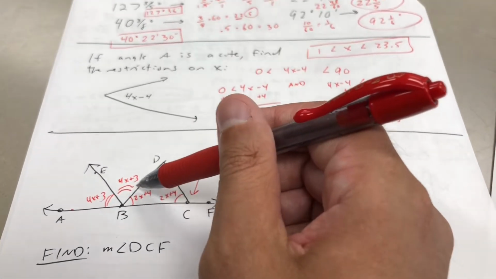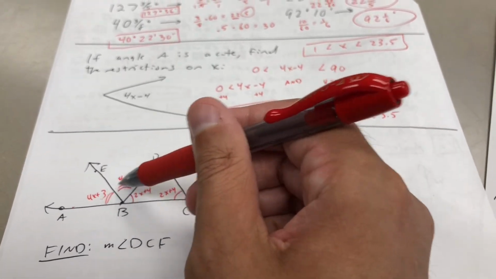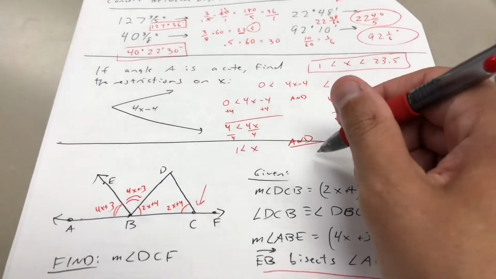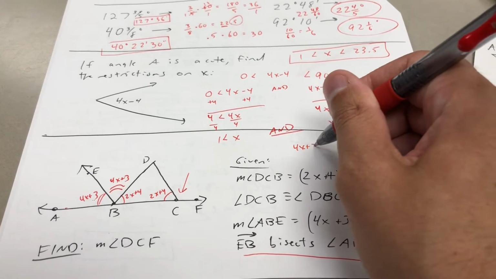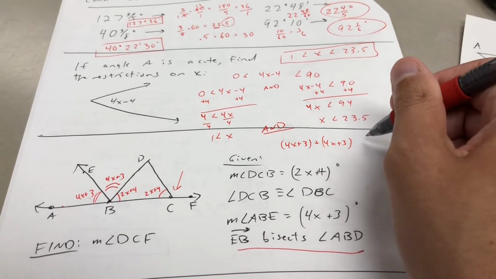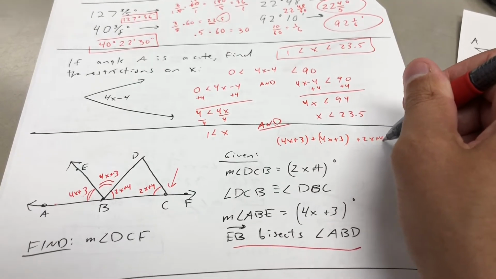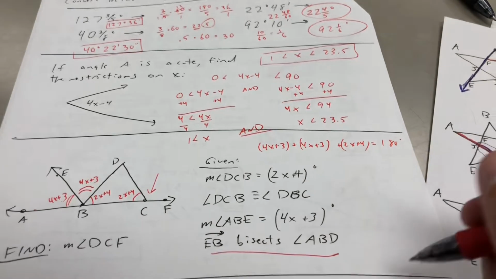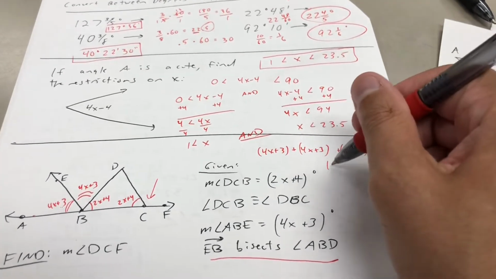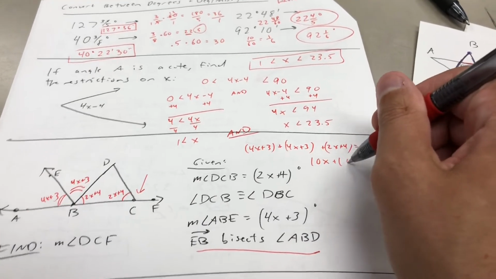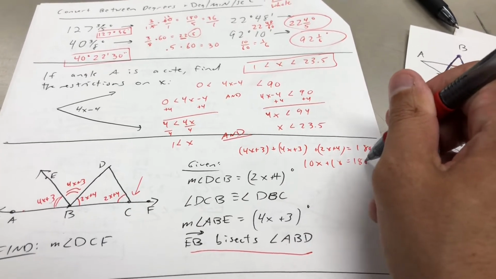Does everybody see here you have a straight angle? These three angles add up to 180 degrees. I think that's what I'm going to use. So I've got a 4x plus 3 and a second 4x plus 3 and that 2x plus 4. And all of that, those three angles, have to add up to a straight angle, 180 degrees. So we have a total here of 10 x's. 3 plus 3 is 6, plus 4 is 10. And that has to be 180.